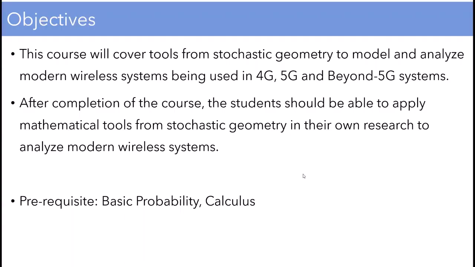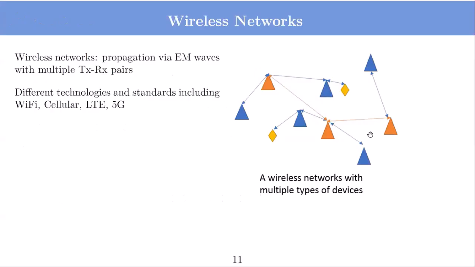Since the course is about analysis of wireless systems, let us first see what are wireless networks. So wireless networks, we know it's a bunch of different nodes talking to each other wirelessly. Wirelessly means the communication is happening via electromagnetic waves. And there can be multiple transmitter receiver pairs which are already present in the system. And you may own one of them or you may own all of them. So that's a different thing.